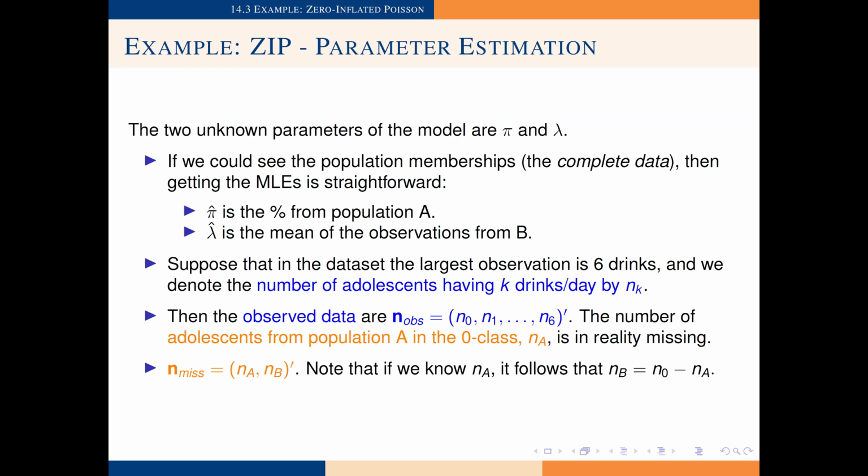What we don't observe is, out of those who have 0 drinks, how many of them are from class A, who are the never drinkers. Let's call this N_A, the number of people in class A, which should be a subset of N_0, the individuals who report they have 0 drinks. That's in reality missing. That's our missing data, and we can denote our missing data by M_mis, which is going to be N_A and M_B. M_B is essentially out of these individuals who report they have 0 drinks, how many of them are not never drinkers? They just happen to be having 0 drinks on this day. So if we know N_0, that's observed, and we know how many individuals out of N_0 are from class A, the never drinkers, we naturally know that M_B is going to be the difference between these two.